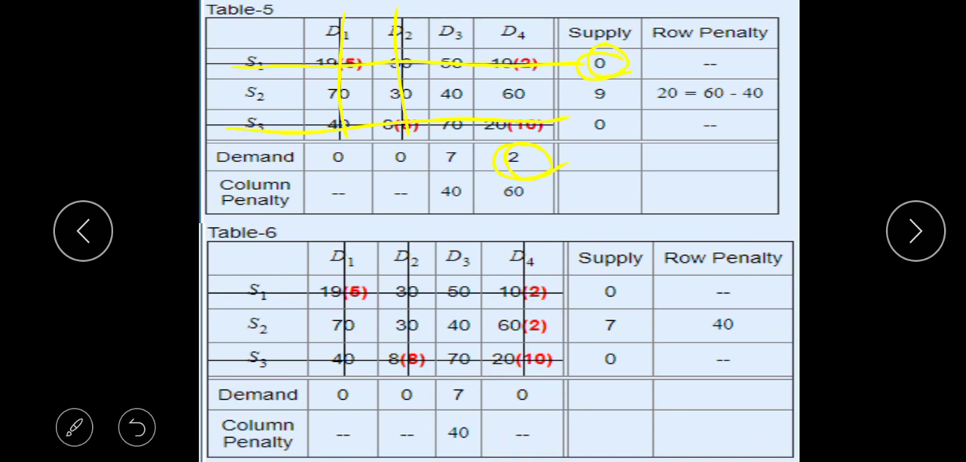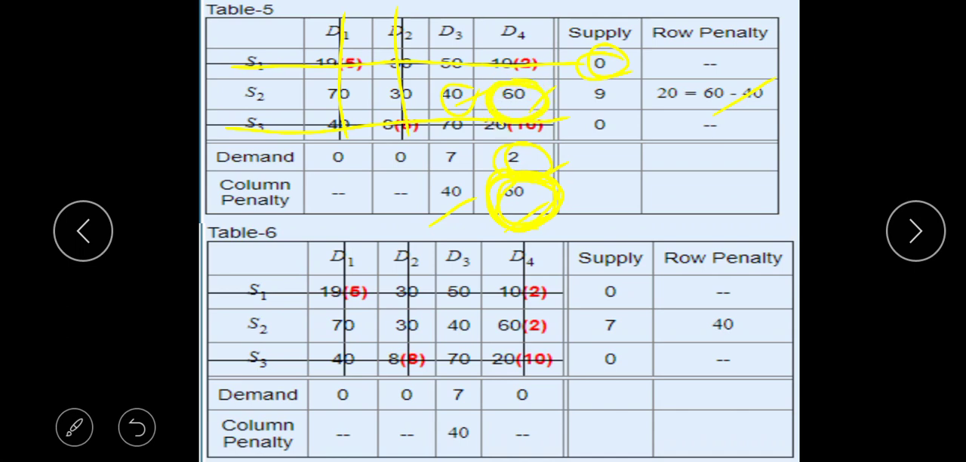Now find out the row penalty for S2. So 40, 60. 60 minus 40, 20 is the penalty. For D3, there is no other number to compare, so whatever is remaining, we are going to take that as a penalty. So 40, 60. Which has the highest penalty? 60. So to this row we have to allocate now. Only this cell is remaining.